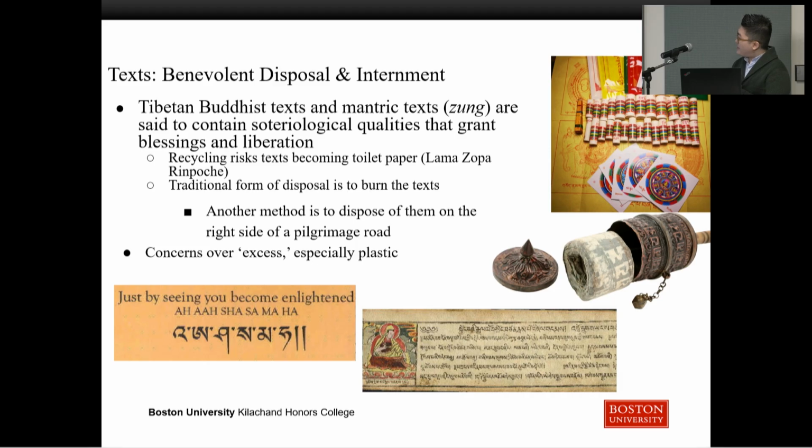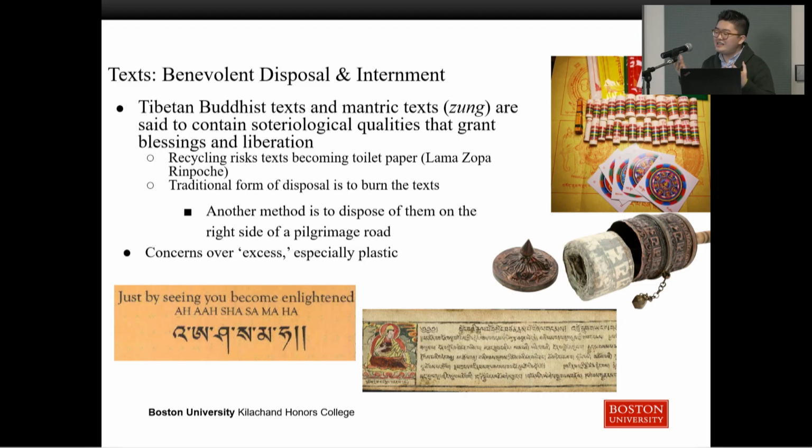So we'll begin with text, with benevolent disposal and interment that reflects these categories. In Tibetan Buddhism, you have texts and mantric texts, which are ritual forms of power. These inscriptions are very sacred. For example, here you see one that promises enlightenment just by seeing it. There are others that promise rebirth from the lower realms, etc. These mantras and their inscriptions are very powerful. Likewise, they also serve as the organs for sacred statues, vitalizing the images. So these are very important things.